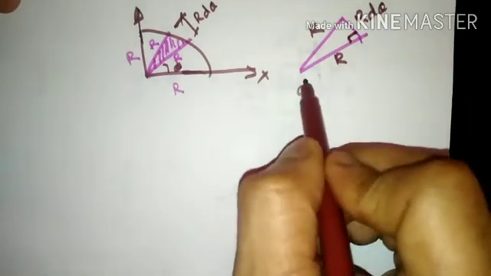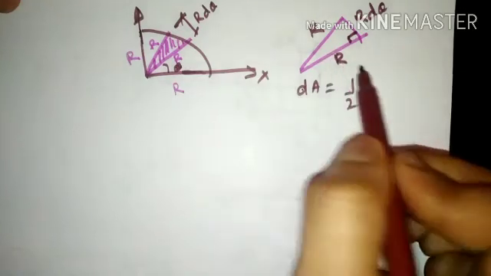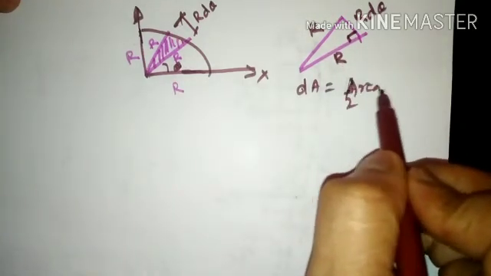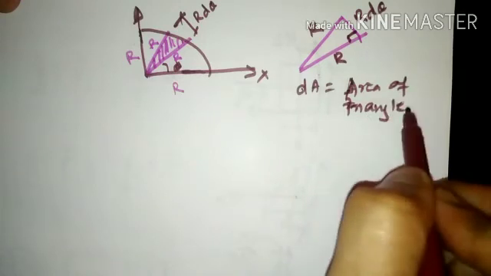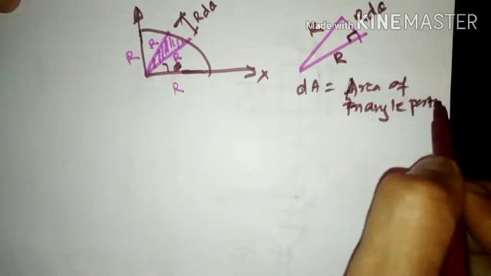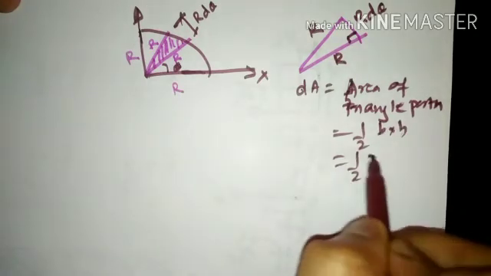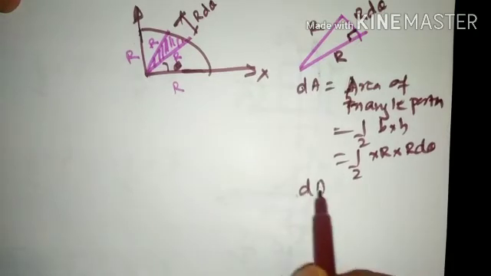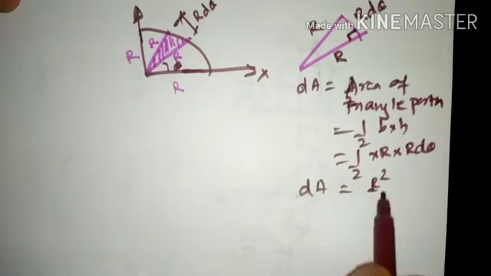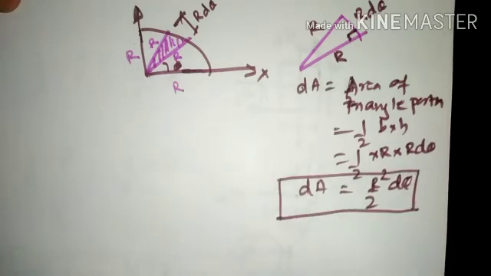So the area of this particular elemental strip will be half. As it is a triangular portion, the area is half base into height, which is half r into r d theta. So the area of the elemental strip will be r square by 2 d theta. This is the area of the elemental strip.